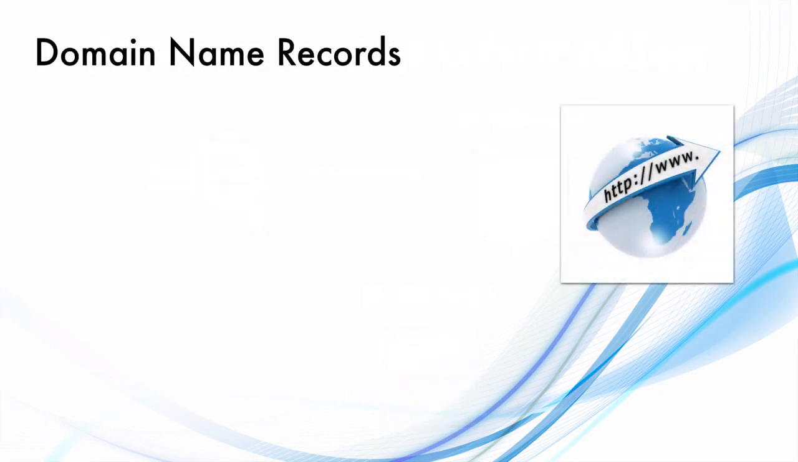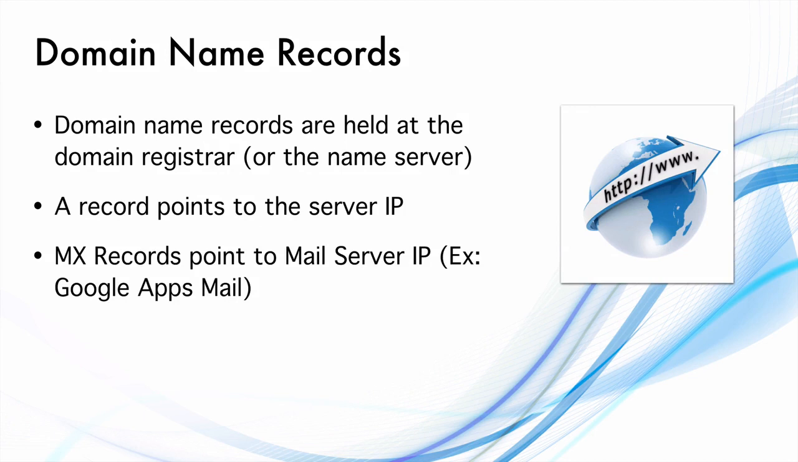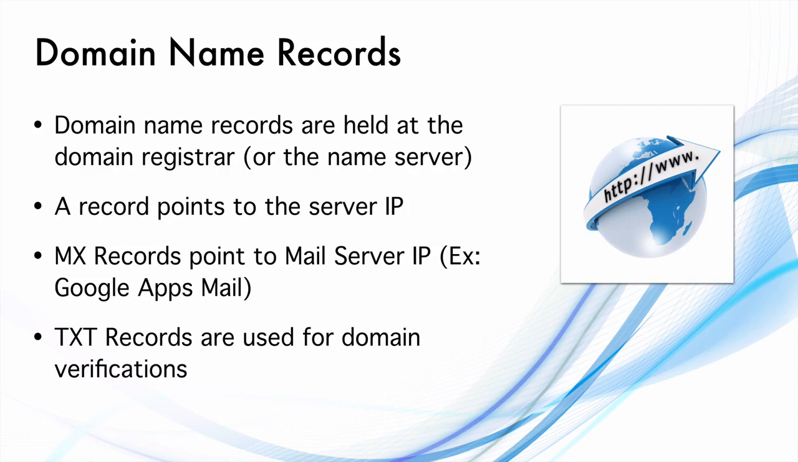Each and every domain name has something called domain name records where these details are stored. Domain name records are usually held at the domain registrar or the name server, which I will explain better in future videos. There is something called an A record. An A record will point to the server IP address. An MX record will point to the mail server IP address. For example, if you have a Google Apps account, then there are separate MX records for Google Apps. And then you have something called TXT records, which are used for domain verifications.